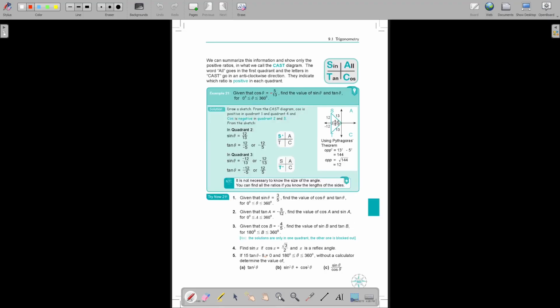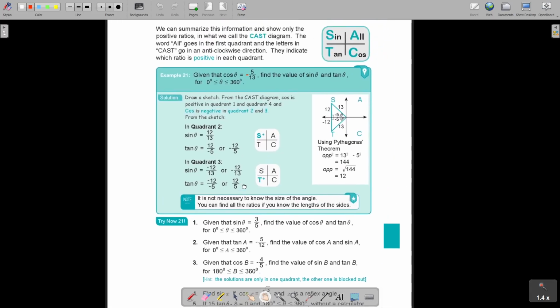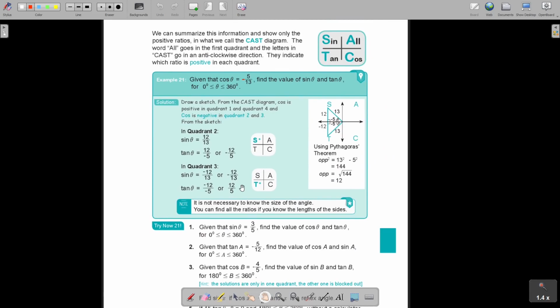Okay, can I just show you here? It can be that they ask this, but they don't want you to find the angle. They want the ratio. Then I do the same.